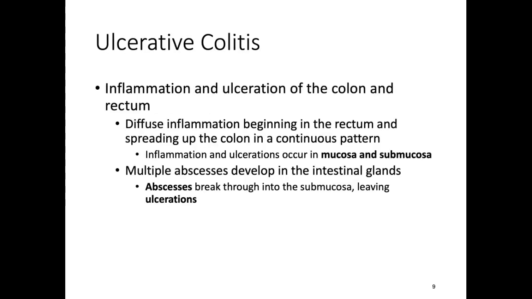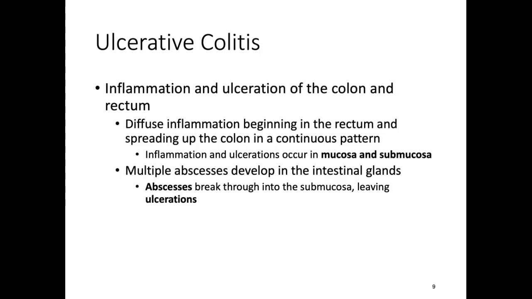Ulcerative colitis, on the other hand, is inflammation and ulceration of the colon and the rectum. So it's not affecting the small intestine. You have diffuse inflammation beginning in the rectum and spreading upwards through the colon in a continuous pattern. So not these skip lesions.